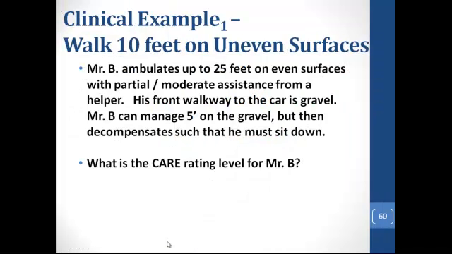Let's look at example number 1. Mr. B ambulates up to 25 feet on uneven surfaces with partial or moderate assistance from a helper. His front walkway to the car is gravel. Mr. B can manage 5 feet on the gravel, but then decompensates such that he must sit down. What is the care rating level for Mr. B?